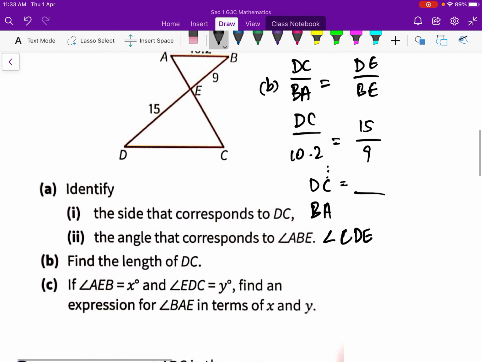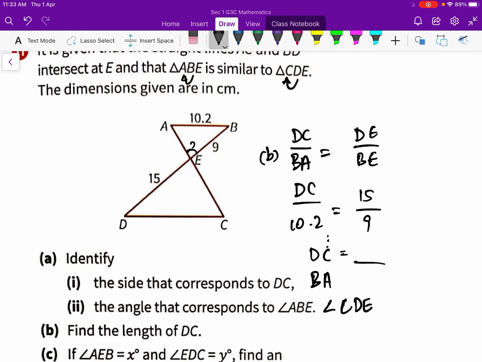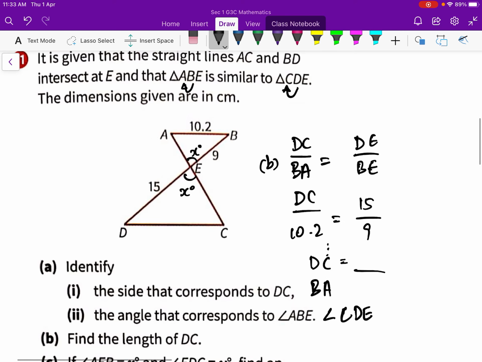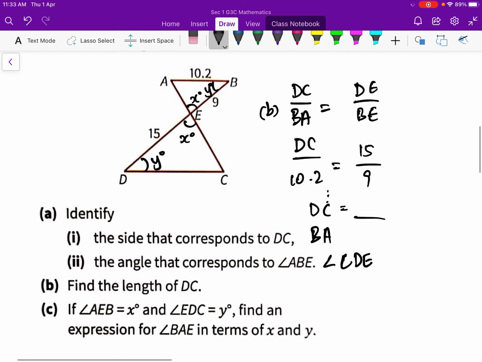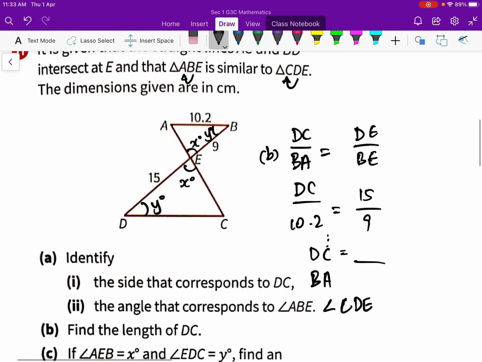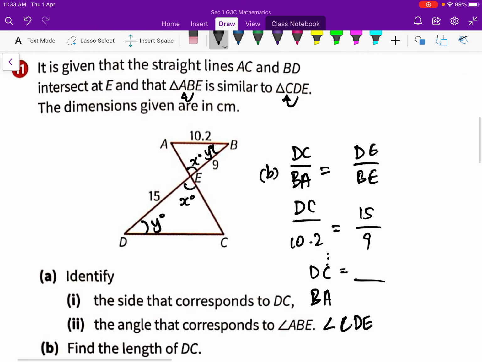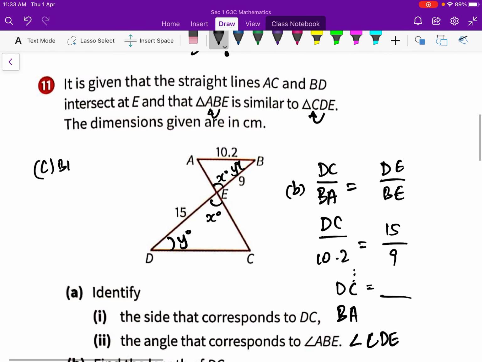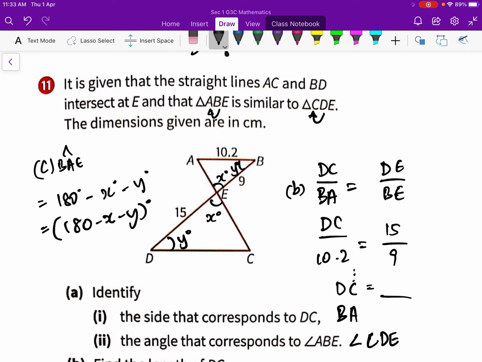Next one, AEB is X. AEB, X. If this is X, this must also be X. EDC, Y. EDC, this is Y. Then this must also be Y. Find an expression of BAE. BAE will be 180 degrees minus X degrees minus Y degrees. Or you can write it as 180 minus X minus Y degrees. Then state your reason over here, angle sum of triangle.